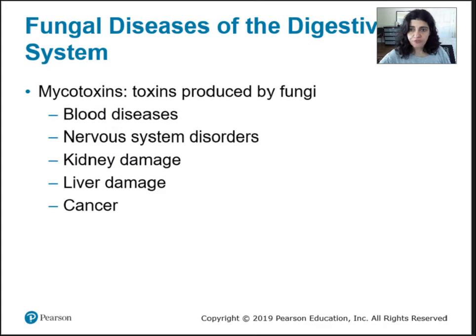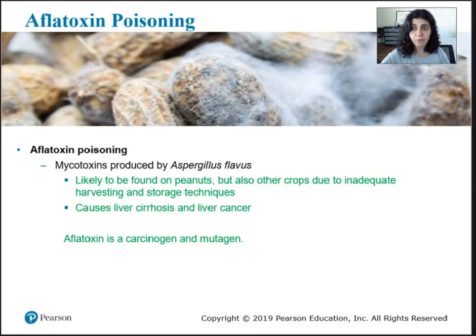So there is only one fungal disease, so I'm just going to go ahead and talk about it here, that we are going to focus on, which is aflatoxin poisoning. Aflatoxin is produced by Aspergillus flavus, which is a fungus. Usually you find this in peanuts, but it can also be present in maize. Okay, so crops, due to inadequate harvesting and storage technique, can accumulate this fungus that produces this toxin, which is what we call a mycotoxin, right?